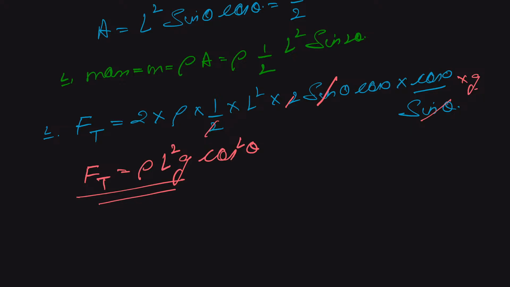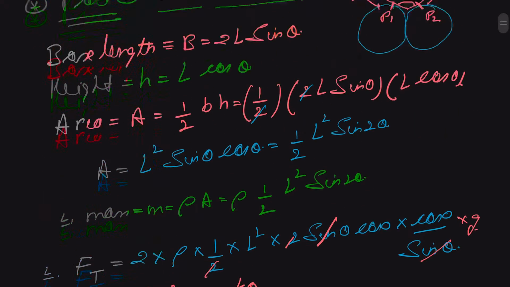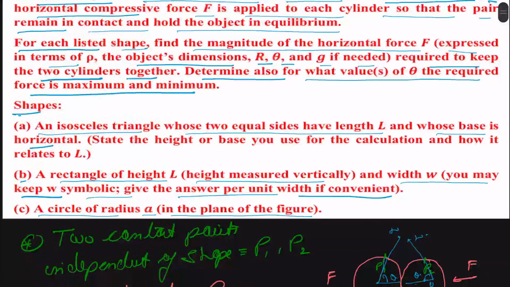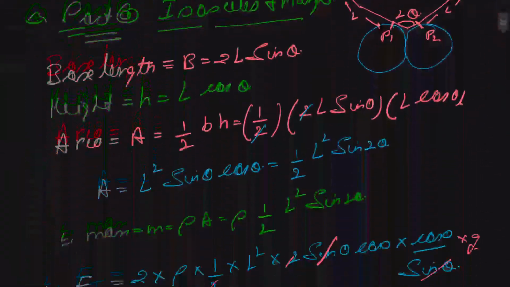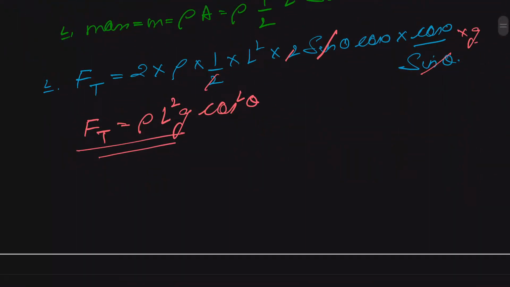Okay. And we come to the next part, the B part, it is also to find out the maximum and minimum value for our theta in each case. So let us solve it. And this we found out, F total. We can also write the formula for our F each. Then this F each will be equal to our rho G L square by 2, and this will be our cos square theta.